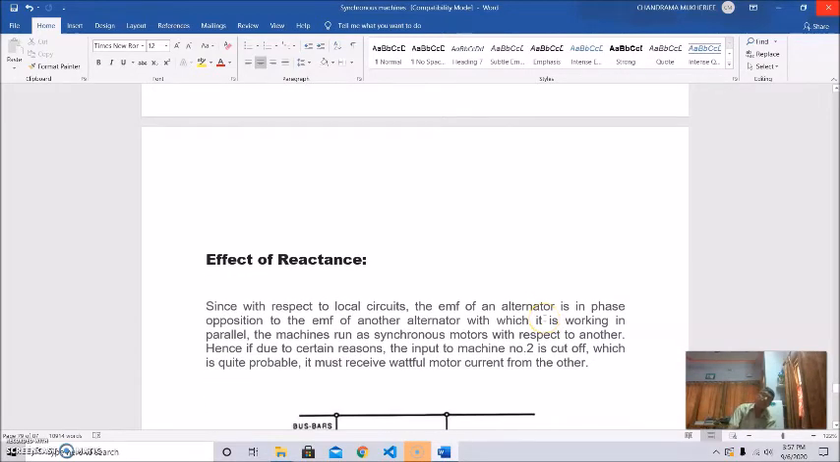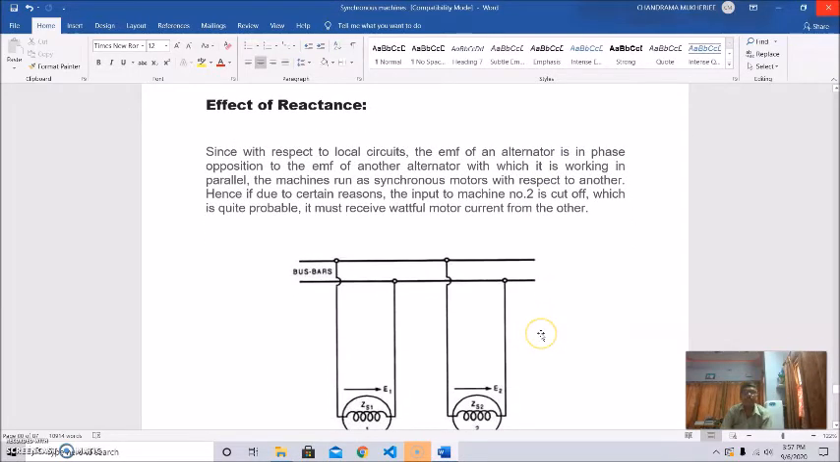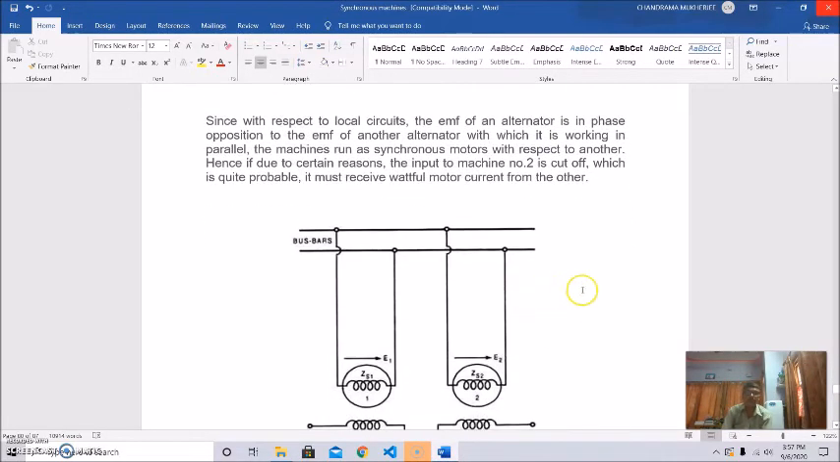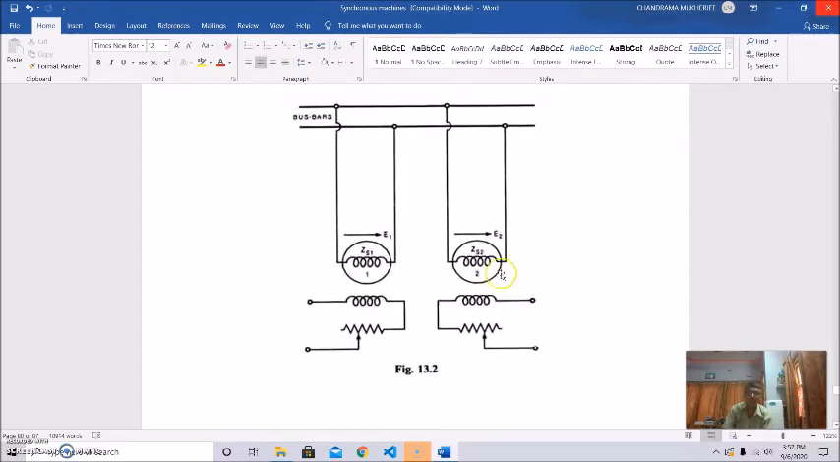Now, effect of resistance. With respect to the local circuit, the EMF of an alternator is in phase opposition to the EMF of the other alternator with which it is working in parallel. So the machines run as synchronous motors with respect to one another. Hence, if due to certain reasons the input to machine number 2 is cut off, it must receive motor current from the other. This is machine 1, and this is machine 2. This is the busbar, this is the field excitation, and these are the armatures.